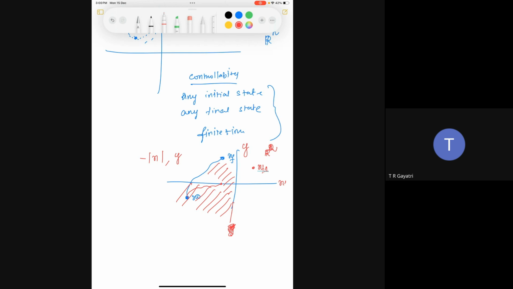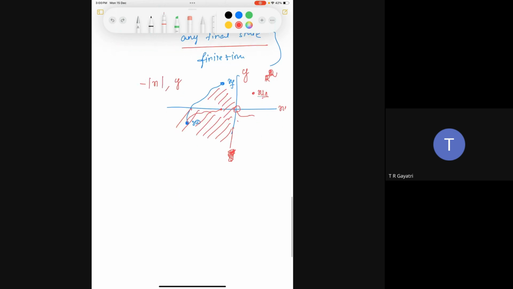Reachability is more or less similar, but what you can say is, can a system reach all possible states from a specific starting point? Controllability is the more relaxed version, from any initial state to any final state. But reachability most probably starts from the origin, and I will check if I can reach all the states from my specific starting point, right? So reachability is the more narrowed version of controllability.